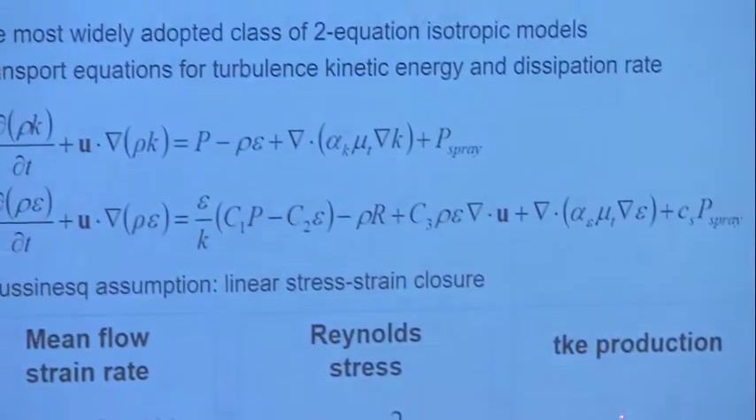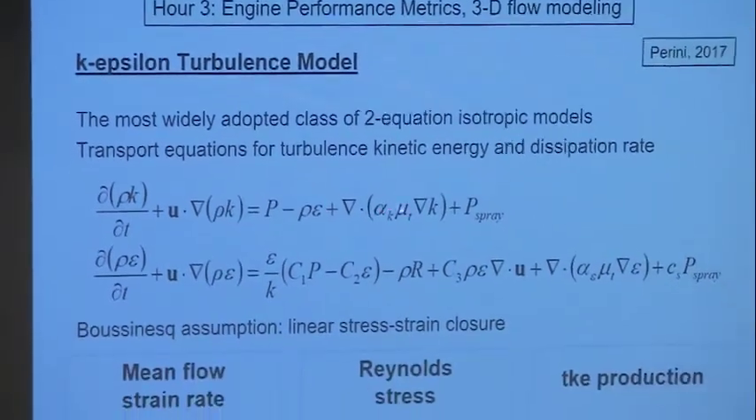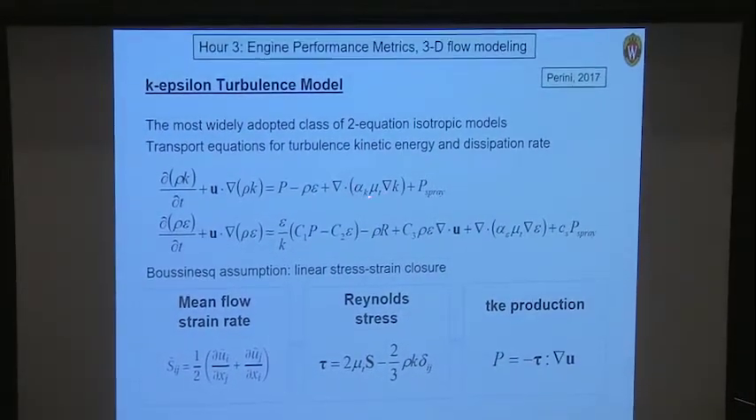The RANS model is used throughout industry. Let me just leave it that way for now. Researchers obviously focus on the LES. So the k-epsilon turbulence model is the most widely adopted of these two equation models. You have a transport equation for the turbulence kinetic energy. There's a production term, which is down here, I'll talk about in a second, dissipation, and then a diffusion-like term involving the turbulent viscosity and a parameter.